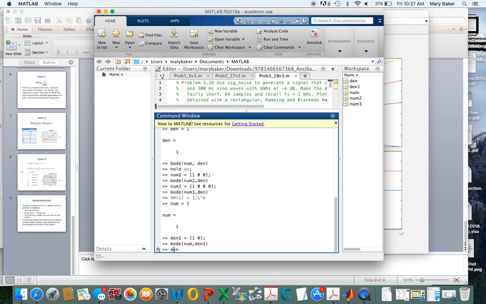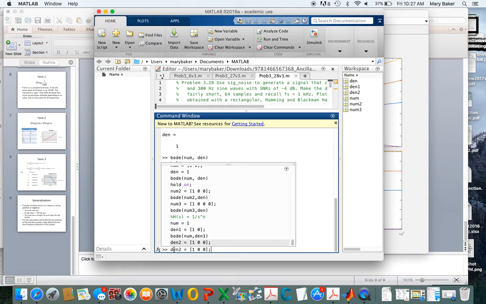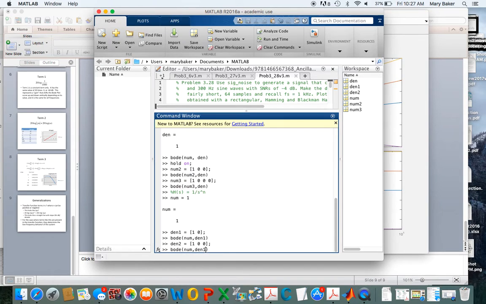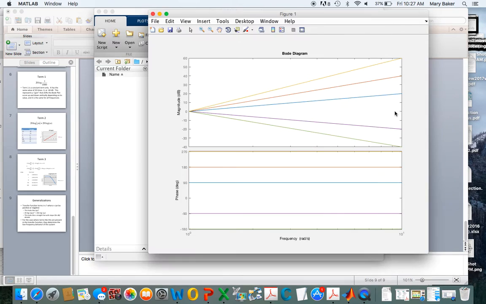Okay, now let's say denominator 2. Let's go ahead and let this be s squared, so 1, 0, 0. And now let's do a Bode plot of numerator, denominator 2. And you're beginning to see the trend here. The green line is now showing this slope of minus 40 dB per decade. So that's what happens when we have terms that are only in s.